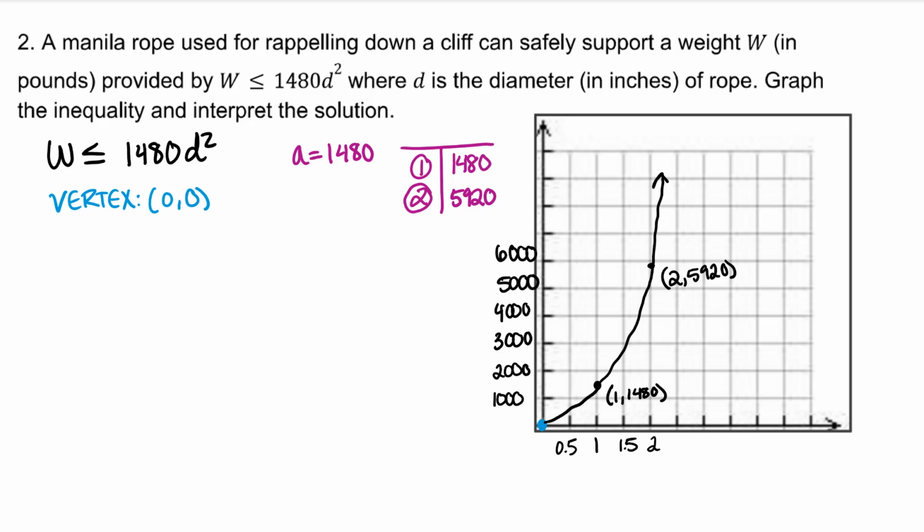We could test the point 0, 0, but the point 0, 0 is on the parabola, not in one of the regions to perhaps shade. So I need to choose a point that is in one of the empty regions, not on this actual parabola, to test. I chose the point 1, 1. And that is true. So we will shade in the region where 1, 1 is, which is below this parabola.